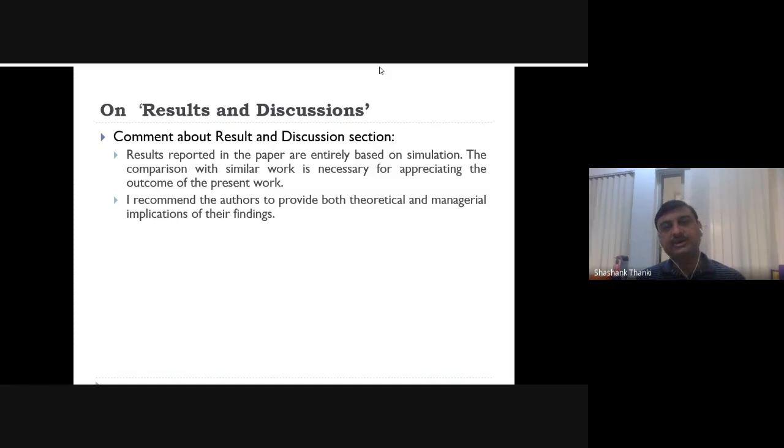I'm just presenting one of the comments I received. Results reported in the paper are entirely based on simulation, because I worked with some simulation software. So data was processed through simulation software. The comparison with similar work is necessary for appreciating the outcome of the paper. So if your work is limited to simulation only, that means it is not validated. In that case, you might find it difficult to publish your work. So I recommend the authors to provide both theoretical and managerial implications of their findings. That is the part of their comment about results and discussion. So what is their theoretical contribution and implications? That is also important. And if you are working only on simulation, that might not be enough. Some validation tool should be used to ensure that the simulation results are also validated.